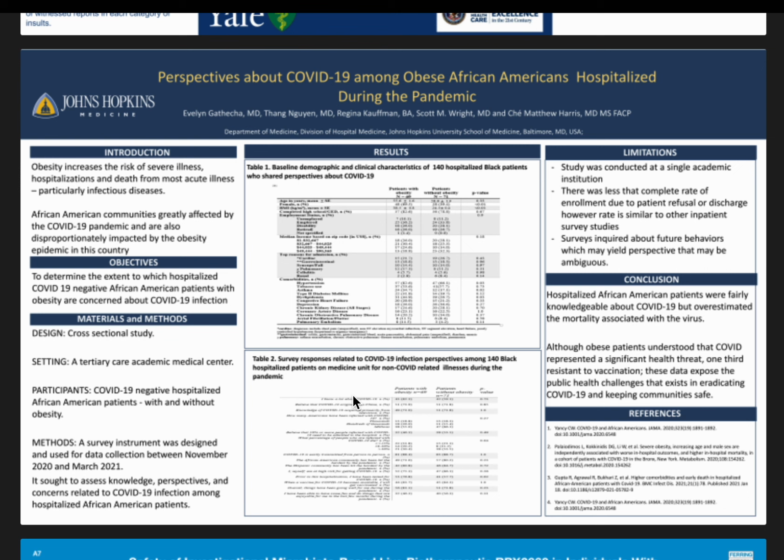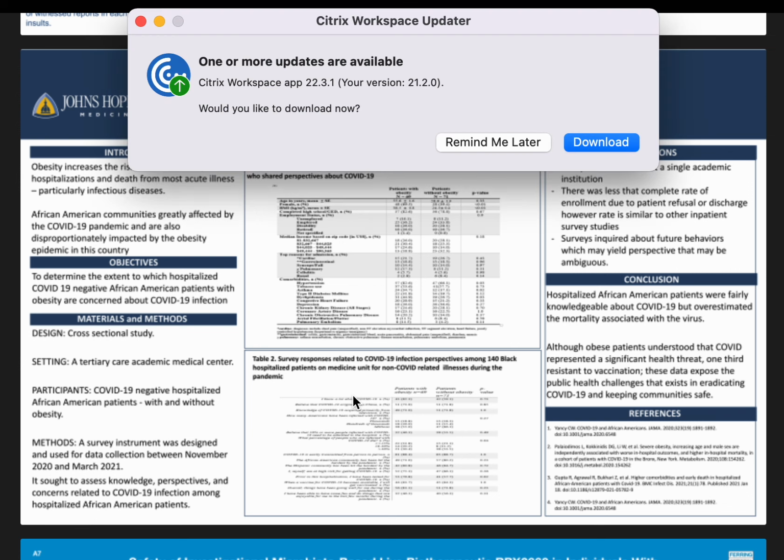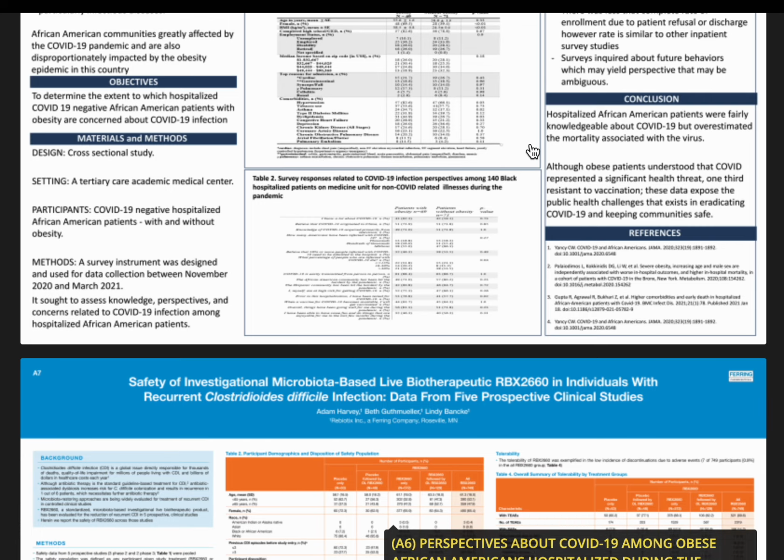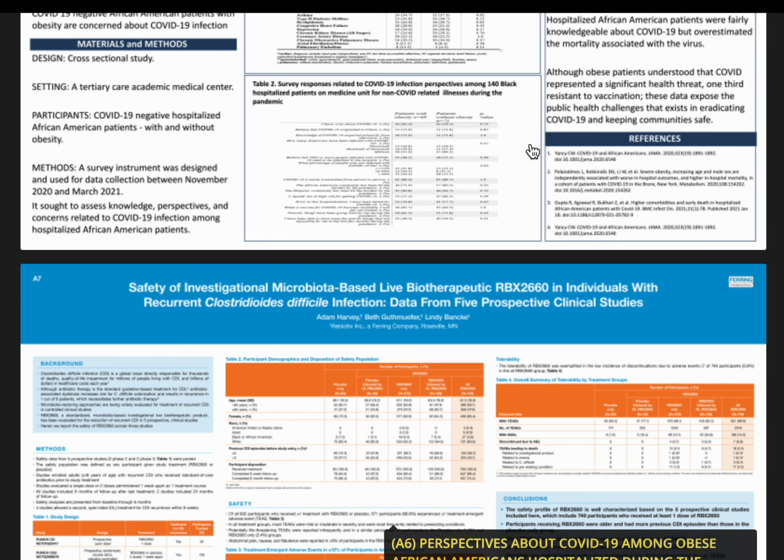This is good. Whatever this one is, this is good, and you can replicate this in your home country. You can go to Peru and say, perspective about COVID 19 among obese Peruvians hospitalized during the pandemic. And you are giving a lot of useful information. So, see, this is simple.